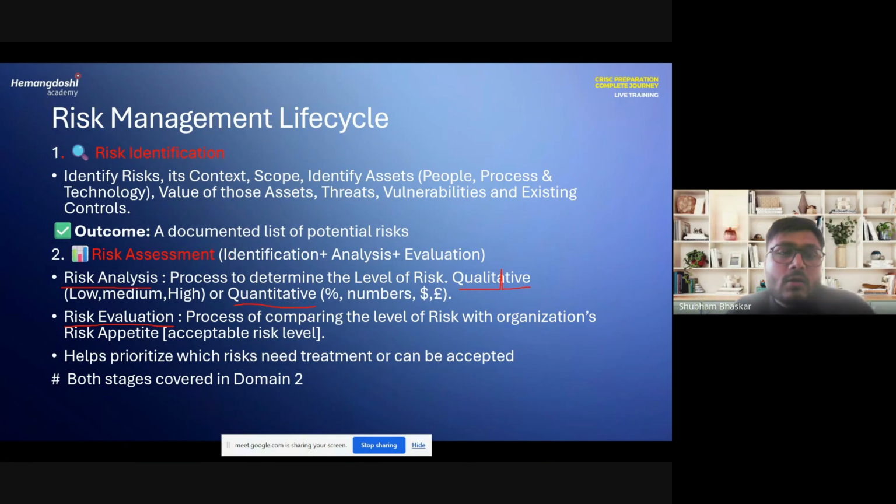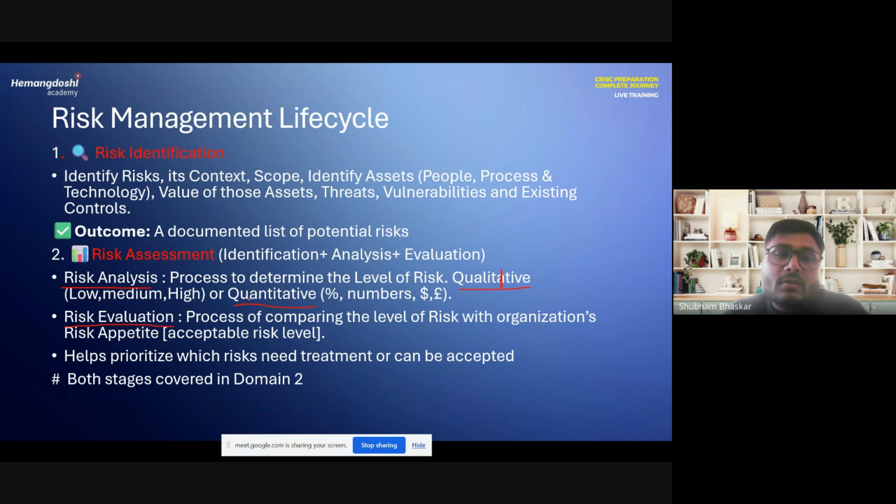Now, why do we do risk analysis? To determine the level of risk. Is the level of risk high, very high? Or, in terms of money, the risk of potential loss of $100,000, right? There's a 90% chance of the risk happening, right?